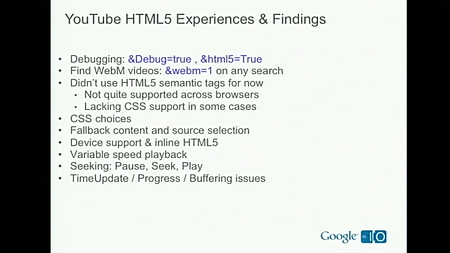One thing that might be helpful for anyone who wants to play around with this on YouTube: if you add the debug=true parameter, we're using some Closure stuff there to output debug information to logs. You can see what video formats are available for that video, which one we've chosen for you, all sorts of fun things. You can also, if you want to go with HTML5 for a particular video, add the html5=true parameter.